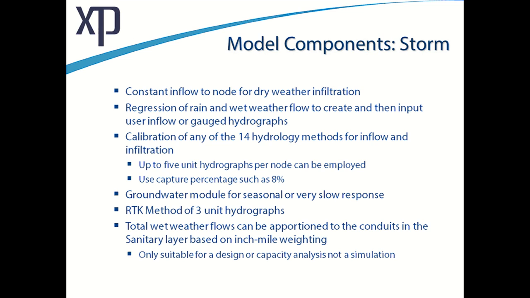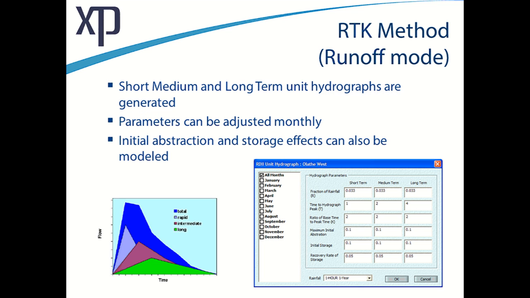We also have one other way that I at least want to mention. Back when I first started doing modeling, we did most of our models with the gallons per inch mile day weighting factor, which is good for design or capacity analysis, but it is not good for a full long-term simulation because it's just set up for a one-time event. So here's the RTK method, and the RTK method is basically three unit hydrographs, triangular, that you put in the data. So the R is the fraction of the rainfall, the T is the time to peak of the hydrograph, and the K is the ratio of base time to peak time.